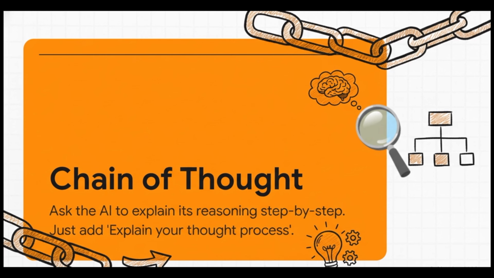All you have to do is add this magic phrase to your prompt: explain your thought process. That's it. This forces the AI to show you its work step by step so you can see where it might be going wrong and nudge it back on track. It sounds so simple, but wow, is it powerful.